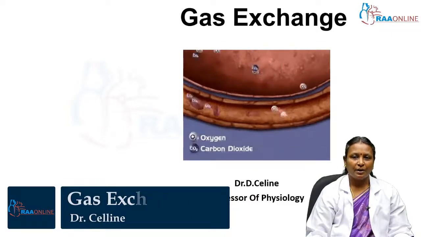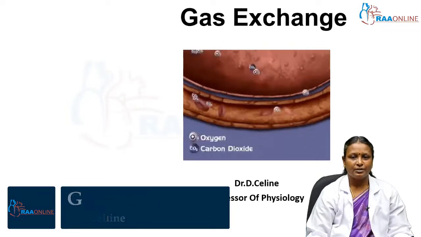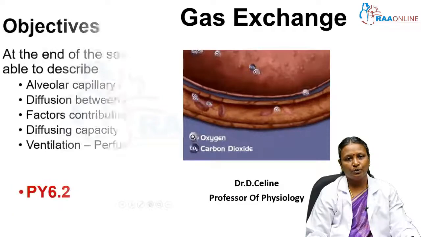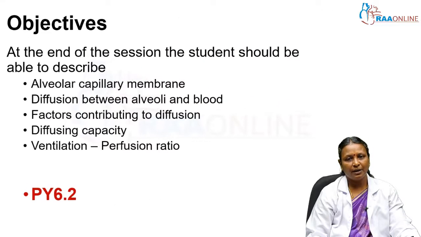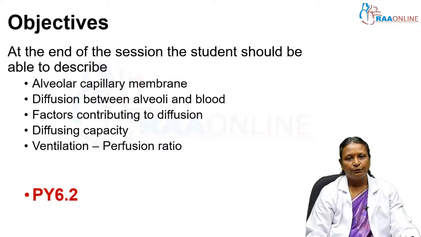The purpose of ventilation is gas exchange. At the end of the session, the student should be able to describe alveolar capillary membrane, diffusion between alveoli and blood, factors contributing to diffusion, diffusing capacity and ventilation perfusion ratio. This comes under the physiology competency 6.2.